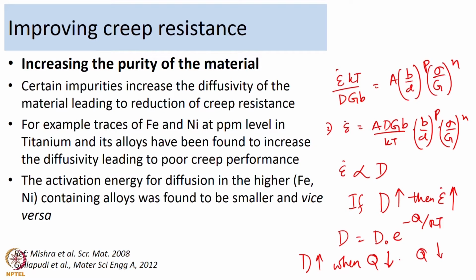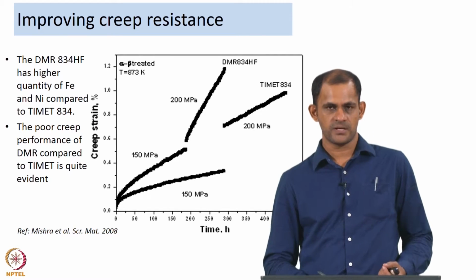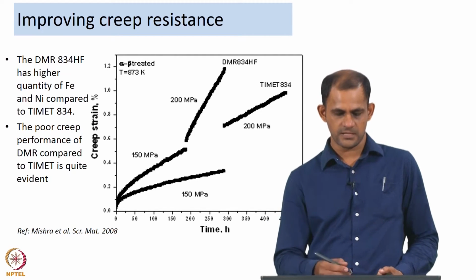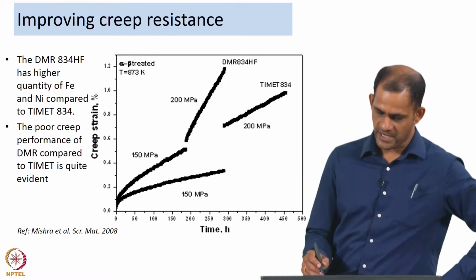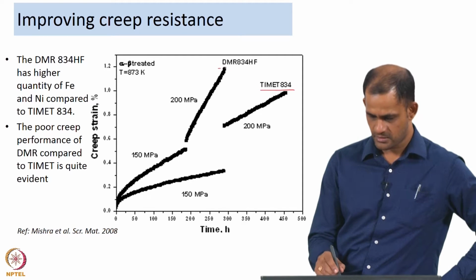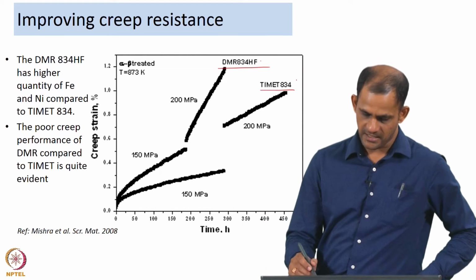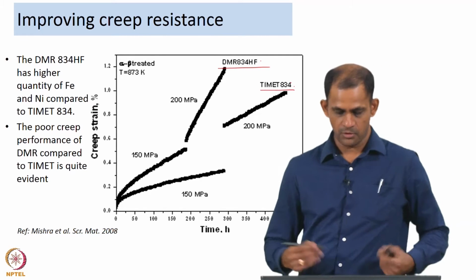So, you need a material, a titanium alloy, which is free of these iron and nickel impurities. To illustrate the importance of the iron and nickel impurities, let us look at the data from two titanium alloys. One is Timetal 834 and the other one is DMR 834. So, this has high iron and nickel and this has low iron and nickel.